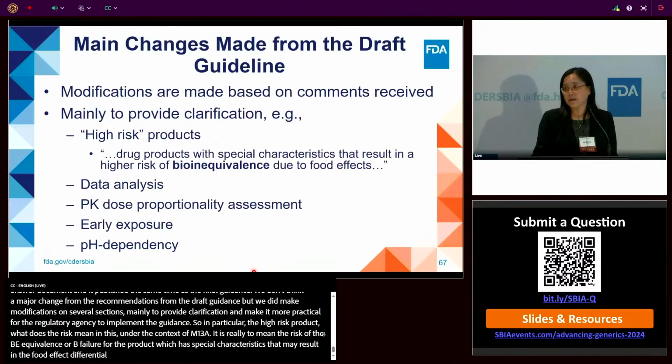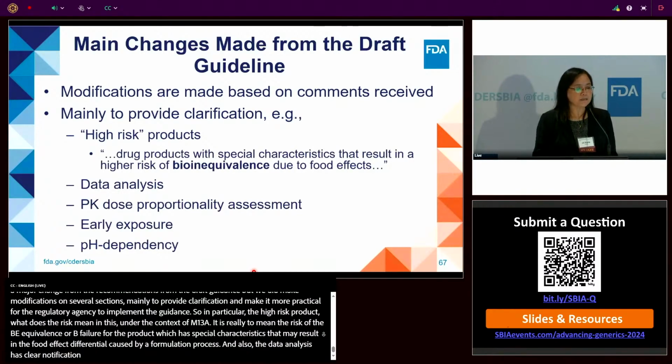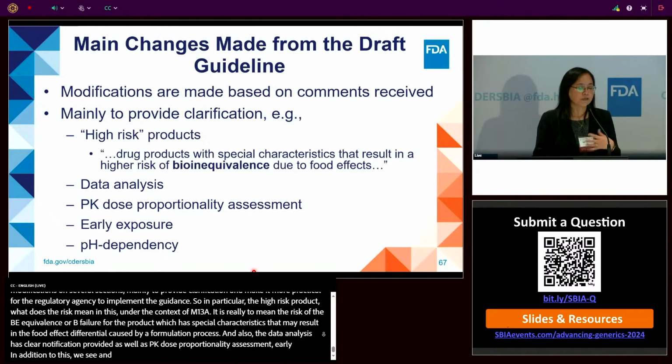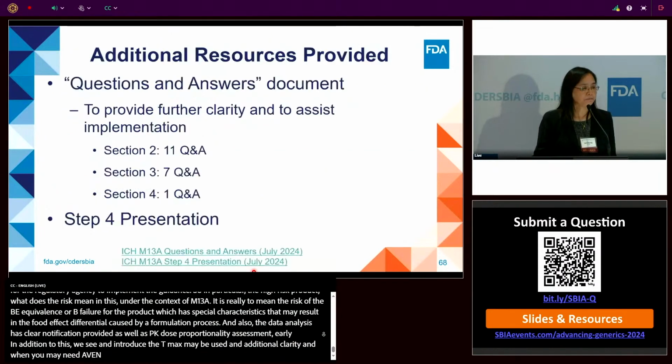The data analysis part also has some more clarification provided, as well as PK dose proportionality assessment and early exposure. In addition to partial AUC, we also introduced that Tmax may be used, and additional clarity on pH dependency: when you may need an additional study, and what justification you may provide.